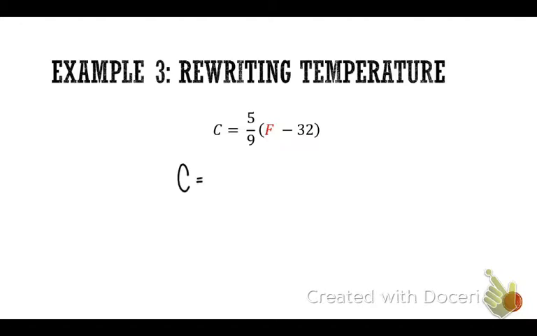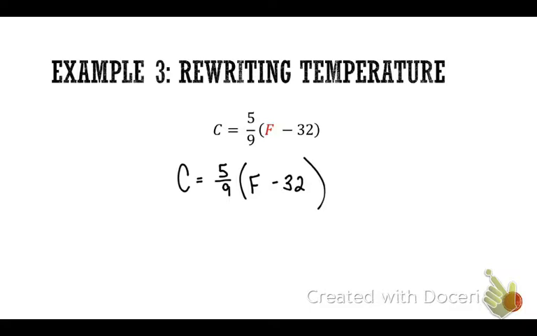C equals 5/9 times F minus 32. We have to rewrite it, but it's already there. You need to rewrite it because you need your Celsius formula. Okay? So now we're going to convert my Celsius formula to Fahrenheit.